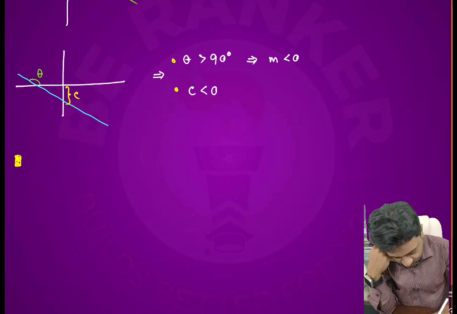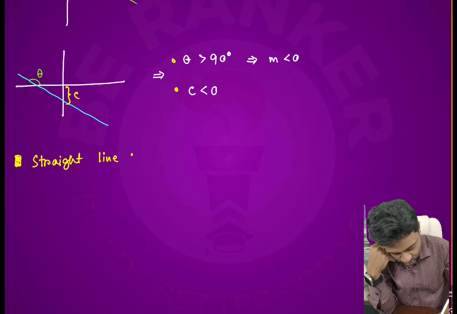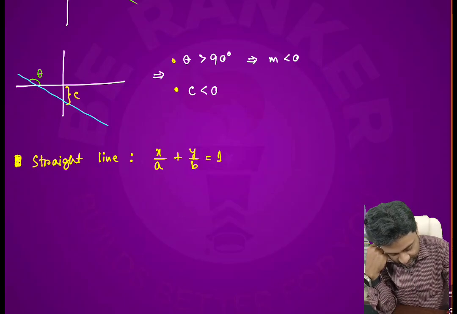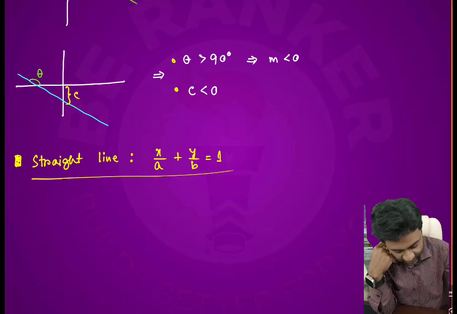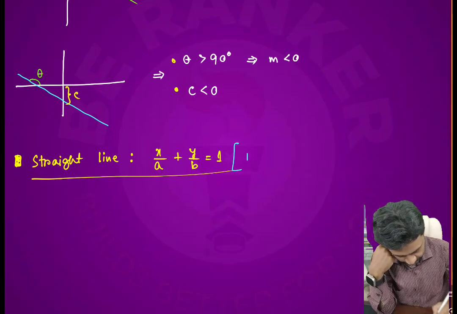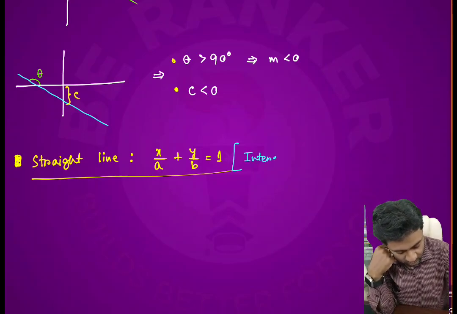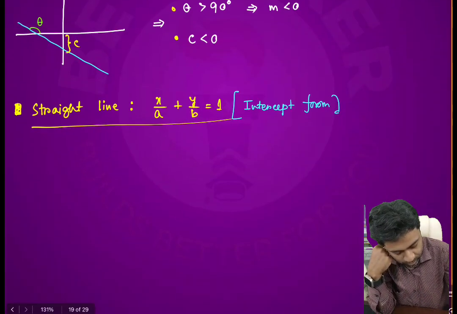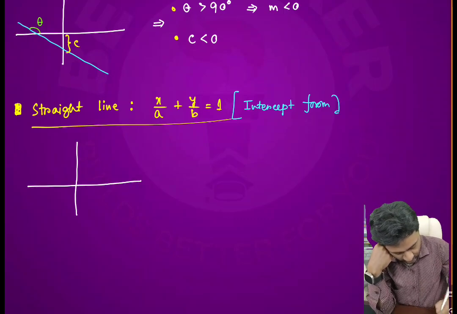One more thing is of importance for us. I mean, one more shape of graph is important for us. It is also a straight line. But as I said, a straight line can be expressed in many different ways. One of the ways is expressing an equation of a straight line like this: x by a plus y by b equals to 1. This form is called intercept form. How does it look like?